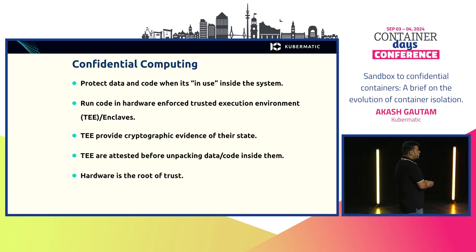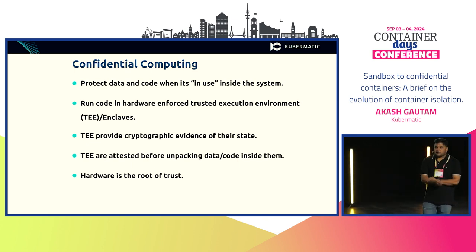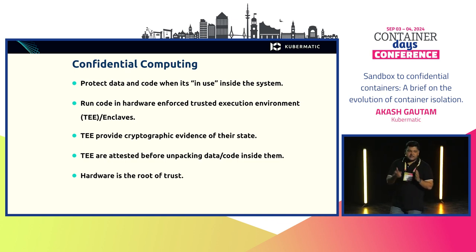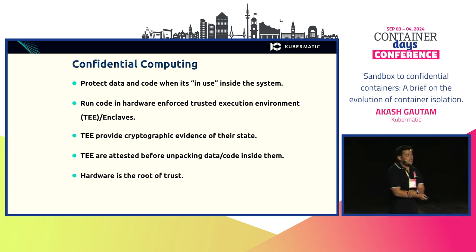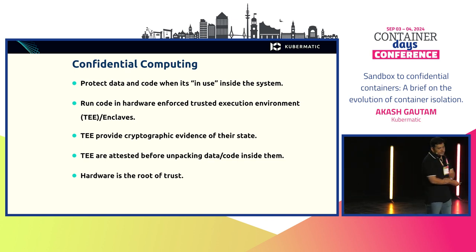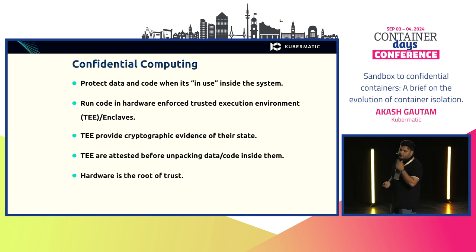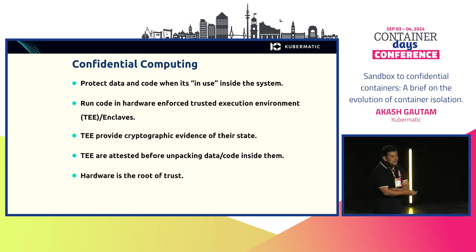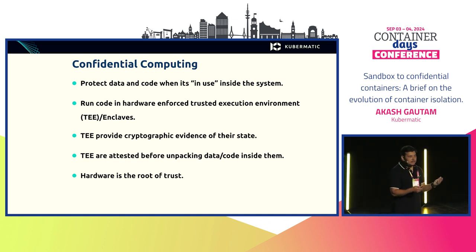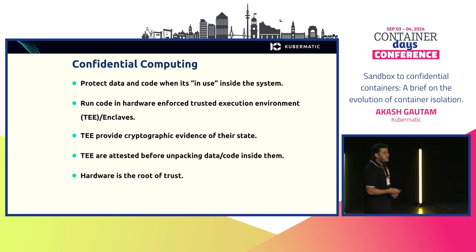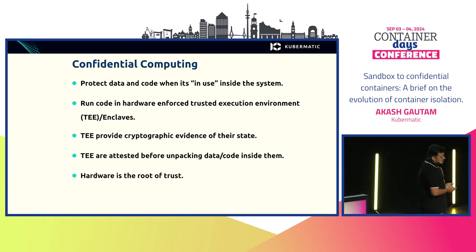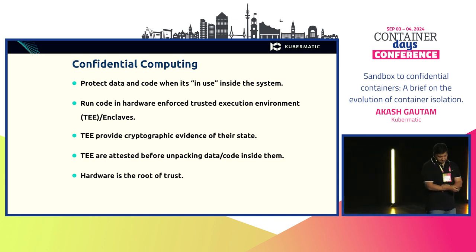These enclaves, when they are created, also generate a cryptographic proof which shows what their initial state was. So along with isolation, another building block of confidential computing is attestation. So we don't trust the trusted execution environment blindly. When they are created, they generate a cryptographic proof, and that proof is signed by the hardware itself. So our trust is on our application, which we built, and on the hardware. We don't need to trust anything that is in between, like the hypervisor, the host OS, or any other third party.